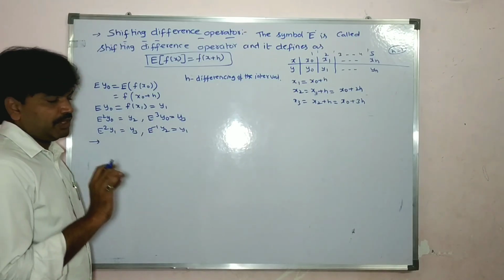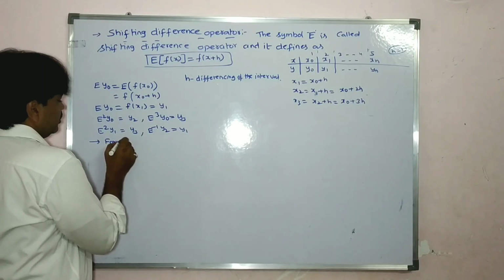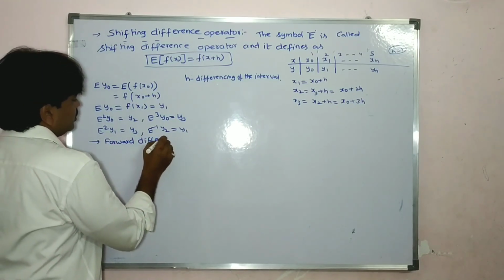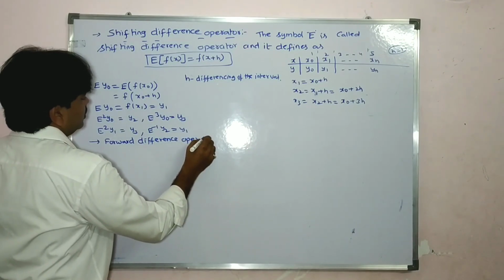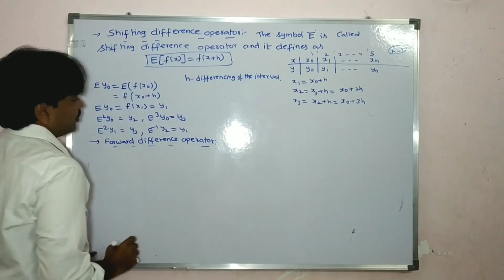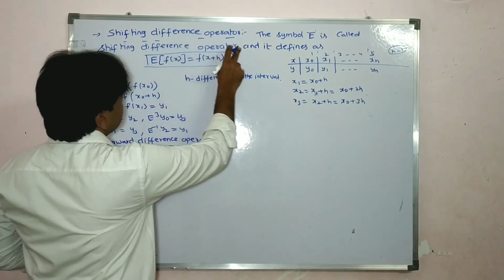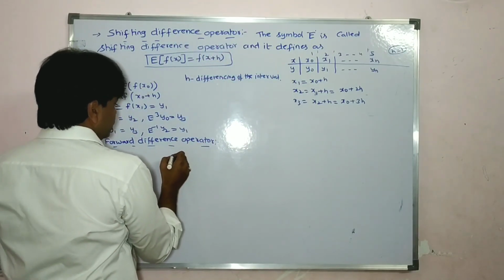Forward difference operator. Now, students, here the shifting operator's symbol is E. Here the same definition.